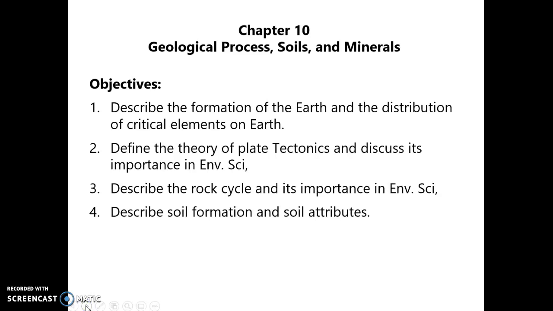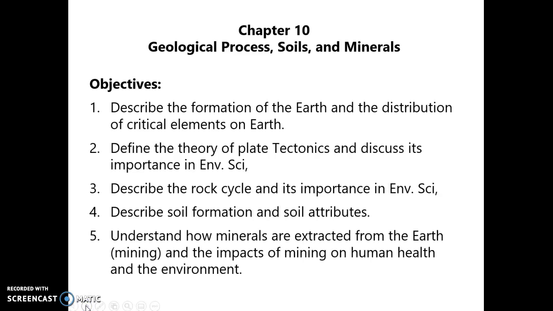The fourth objective is to describe soil formation and soil attributes. Soil formation is a long process starting with barren rock and adding organic material, and takes a long period of time. So we'll look at the processes that occur to cause soil to be formed. And then we'll look at soil attributes, which means characteristics of different soils, much like we did when we looked at characteristics of soils in lab.